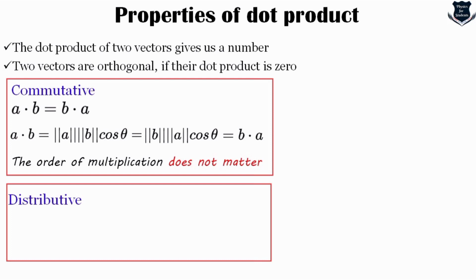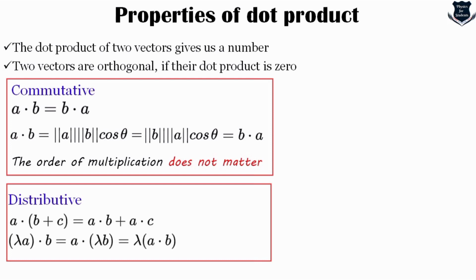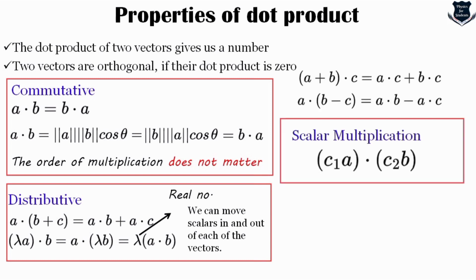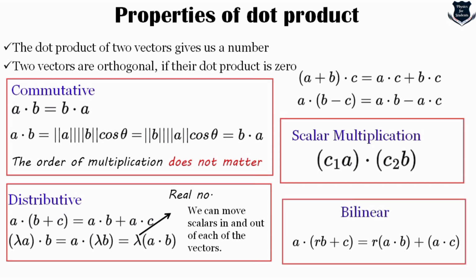So what is the distributive property? Have you ever wondered? This is the distributive property. And remember here that this lambda is a real number, right? Why have I mentioned it, do you wonder? The reason is that we can move scalars in and out of the vectors. That is a remarkable property of the dot product. So if you take a real number, we can move the scalars in and out, which helps us in a lot of calculations, which leads to this. It also follows scalar multiplication and all the bilinear properties. So these are the properties of the dot product.